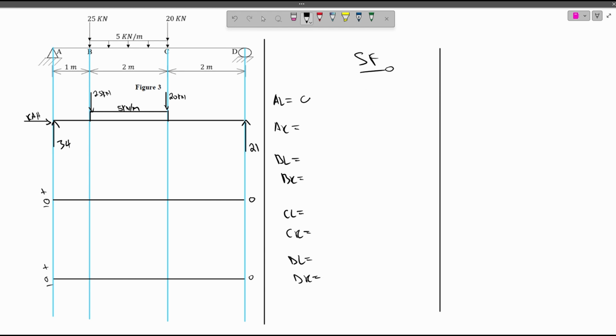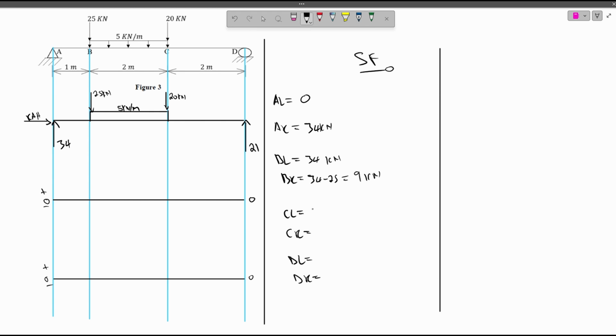Our A left is 0. Our A right is 34. Our B left is 34. Our B right is 34 minus 25, which is 9. You can put your kilonewton meter, you can put your units.